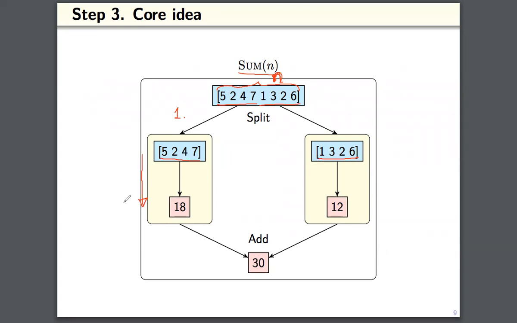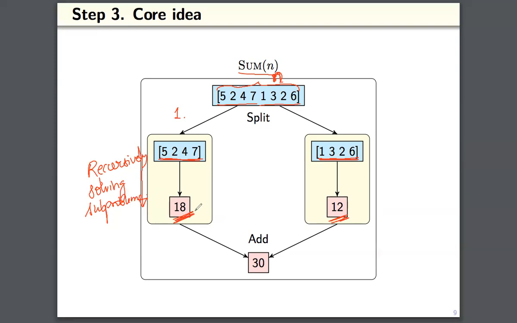Recursively solve the subproblem, right? Suppose you recursively solve this subproblem. So the sum of all the elements in this array is, say, 18, right? 5 plus 2 plus 4 plus 7 is 18. The sum of all the elements in the second subarray is, say, 12, assuming that you have recursively solved the subproblem. Recursively, this is very important to understand.